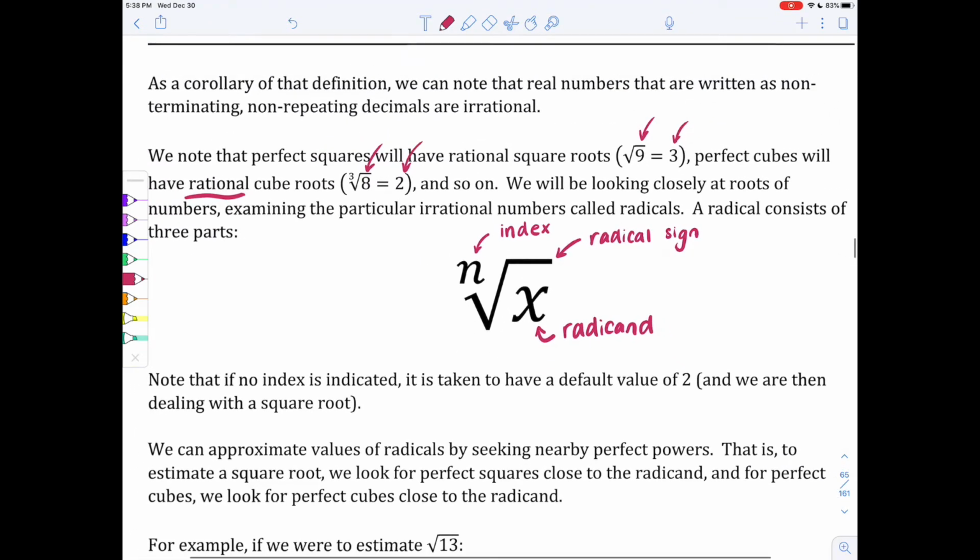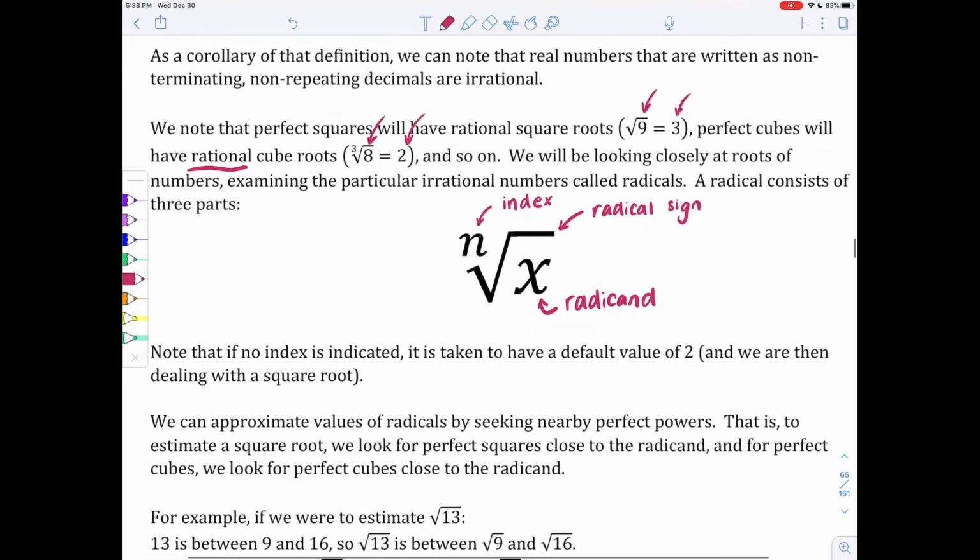Okay. So as I mentioned, the index is very often 2. And in fact, it's so often 2 that sometimes we don't even write the index, because it automatically implies that there's a default of 2 there.